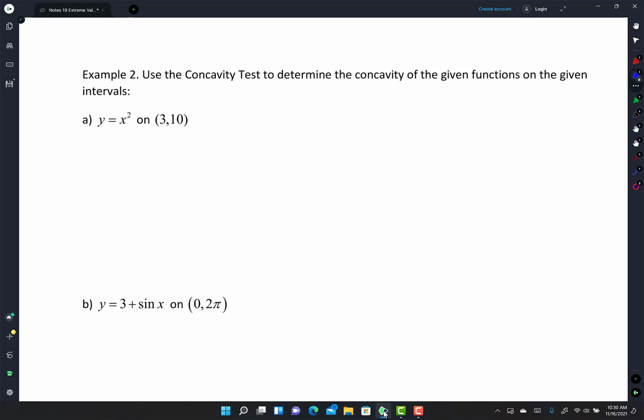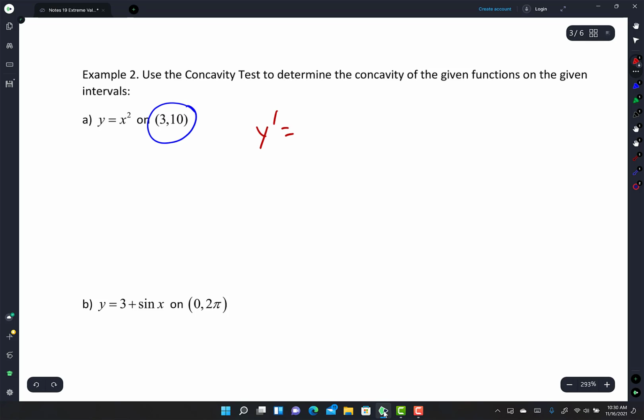I chose this question on purpose. y equals x squared is always concave up, no matter what, right? So my second derivative had better be positive. The question says to use the concavity test to determine the concavity of the given function on the given intervals. What's the concavity between 3 and 10? I already know it's concave up. Let's see if it's true.